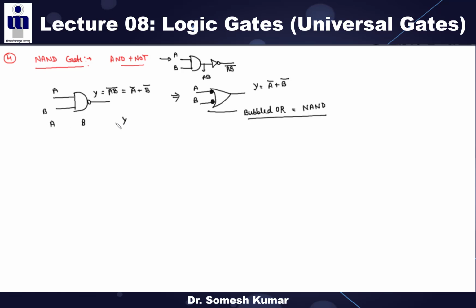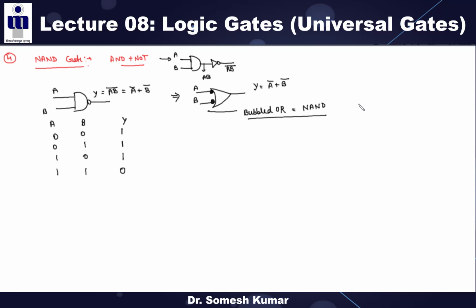Now the truth table of the NAND gate, right? So what happens if both A and B are 0 0? What is the output in the AND gate? It is 0, while in the NAND gate the inverse of this is 1, right? What happens when 0 1? It is again 1. Then 1 0 is 1. What happens in this case, 1 1? 0, right? So this is the truth table of your NAND gate.